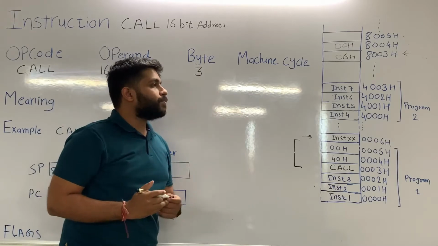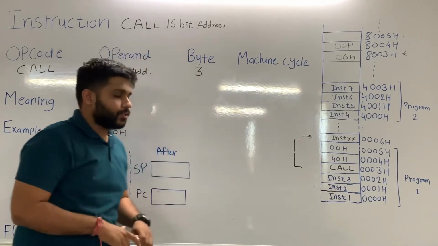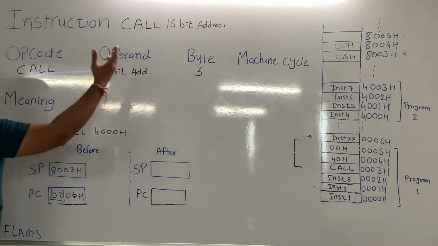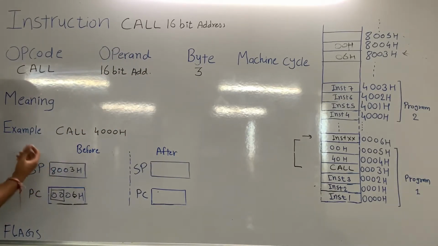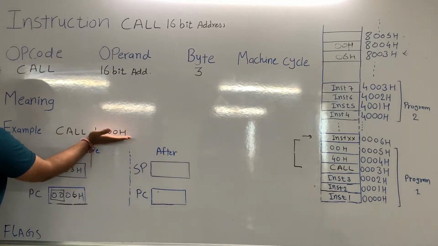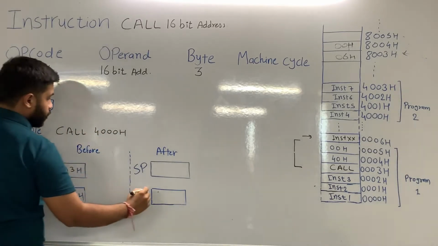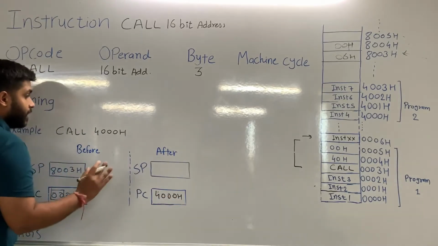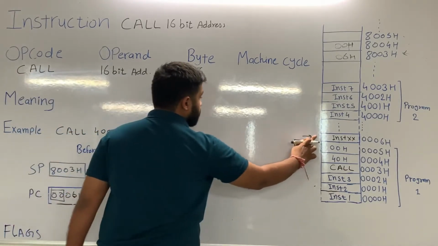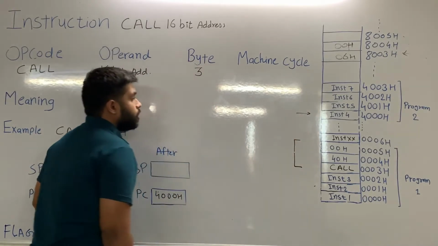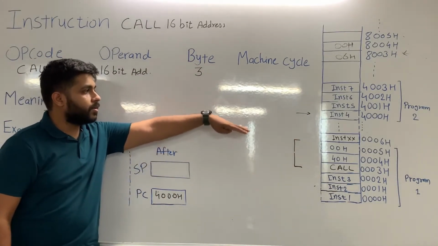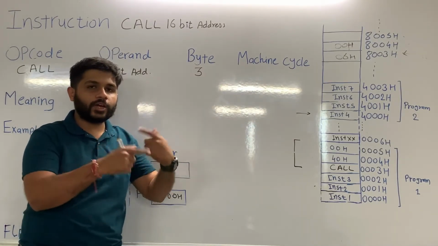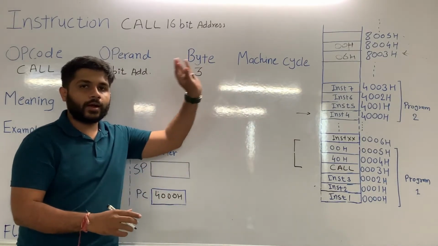Right now the stack pointer is pointing at 8003H. And after the microprocessor has stored the current value of the program counter into the stack, the address will be copied into the program counter. So in the program counter 4000H will be loaded. It means now the program counter is pointing at 4000H. So the processor will start processing program 2 from 4000H. It will fetch, decode and execute continuously.